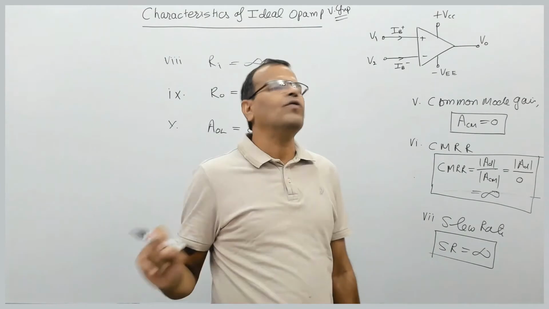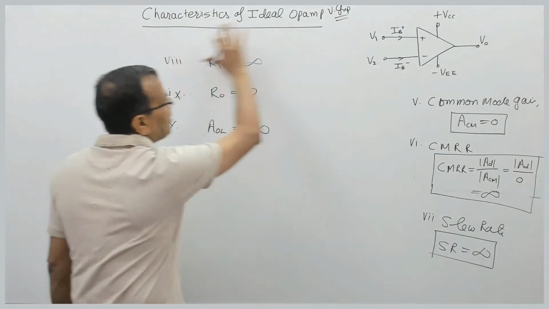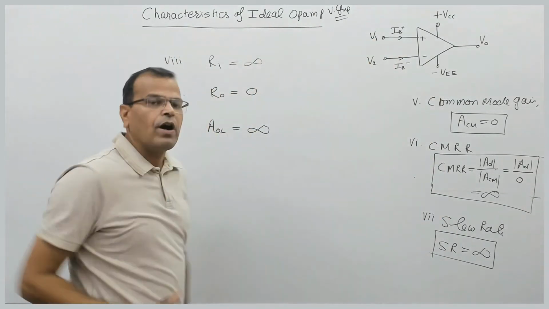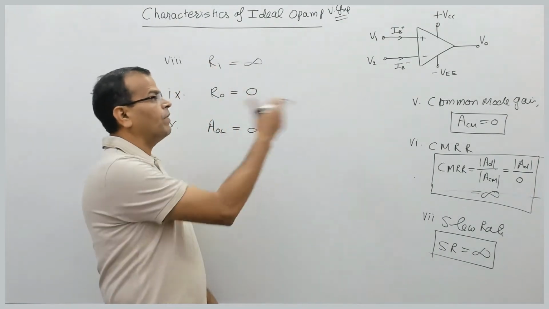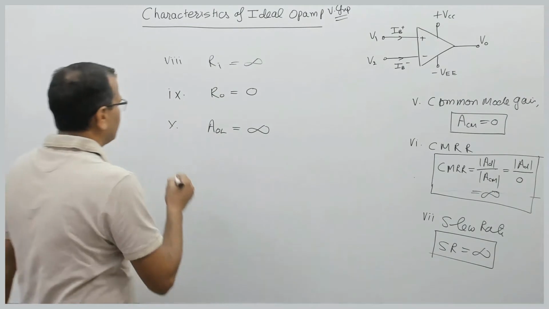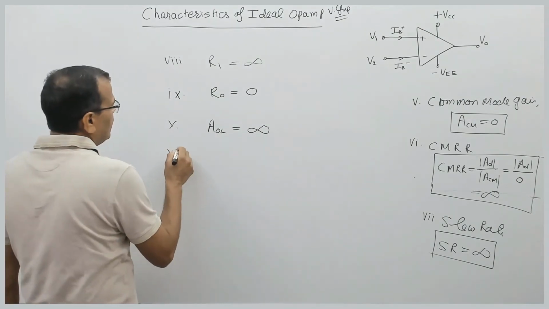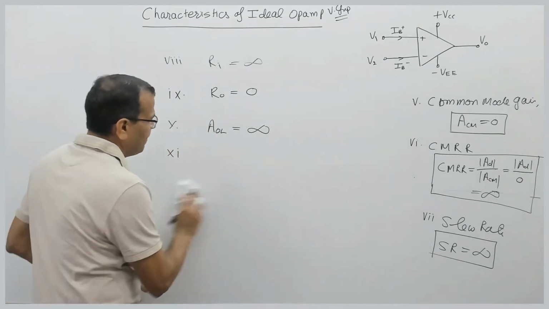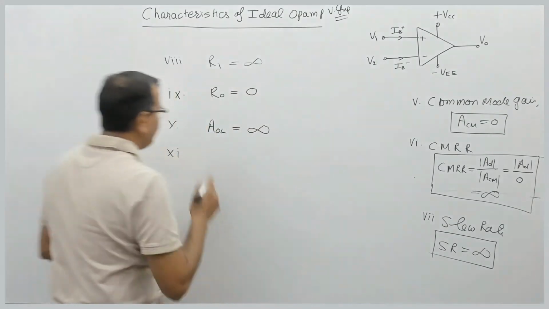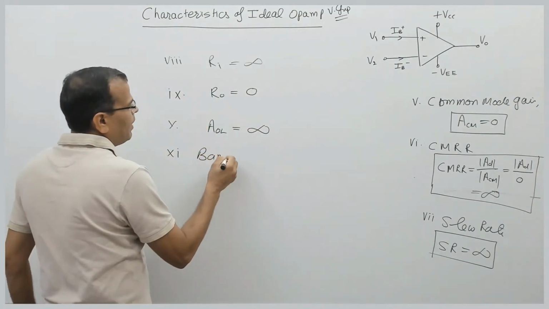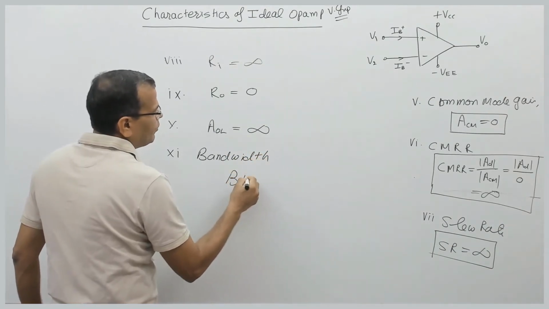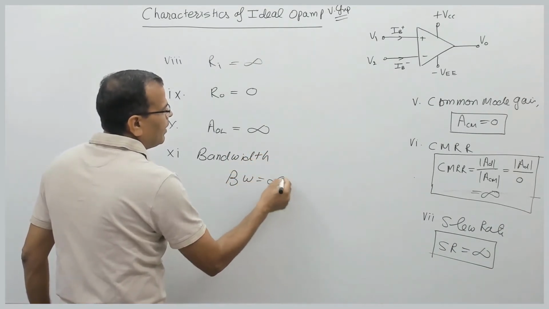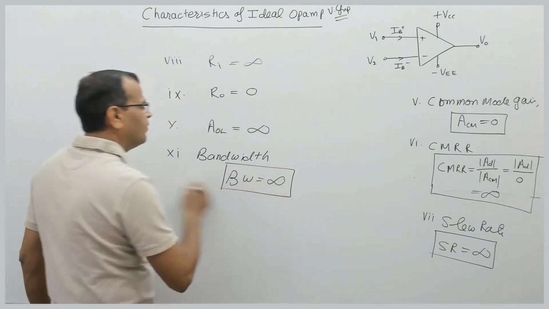There are a lot of questions on this, so please remember these characteristics for an ideal op-amp. Especially in engineering services prelims, you will find questions on these topics. Then another one, bandwidth. What is the bandwidth of an ideal op-amp? The bandwidth of an ideal op-amp is infinite.